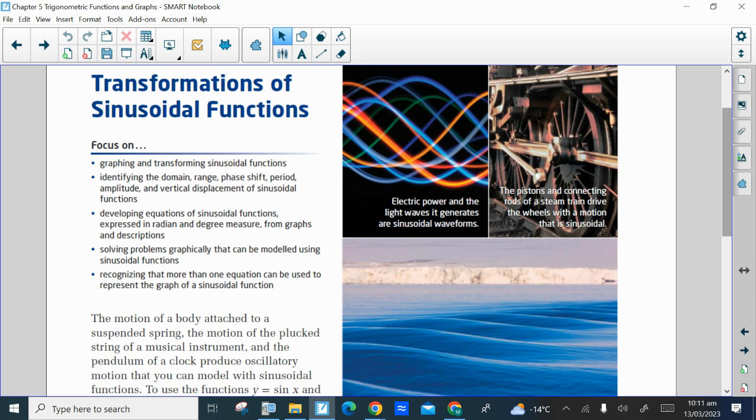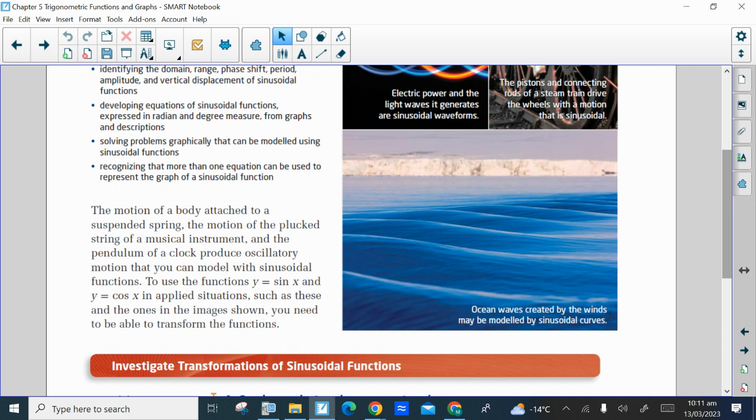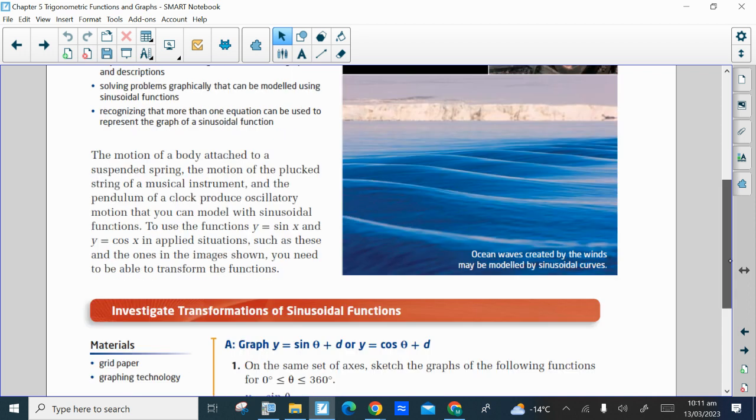We'll look at solving problems graphically that can be modeled using sinusoidal functions. And then recognizing that more than one equation can be used to represent the graph of a sinusoidal function. The reason you can use more than one equation, remember, is because the graph of the sine and cosine have exactly the same shape. They have the same characteristics. All that changes is where they start. Okay, so we'll look at that as well.